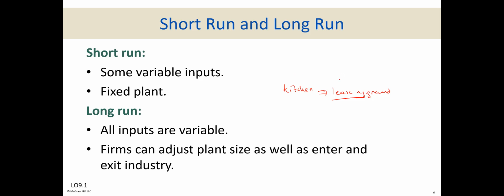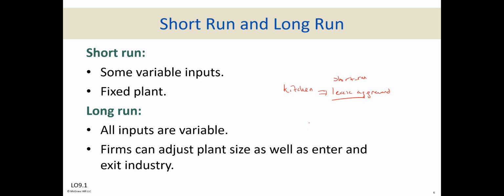Therefore, the period of the lease agreement is short run for you. The reason it's short run is that the kitchen is a fixed resource, but you can change the labor in the short run because it's a variable one. In the long run, as I said, all inputs are variable.